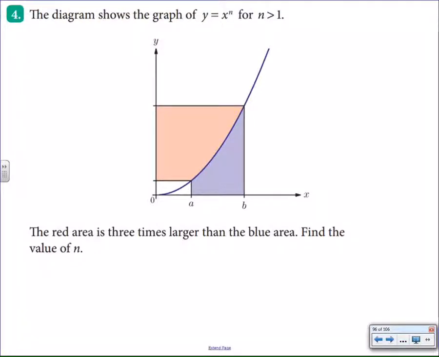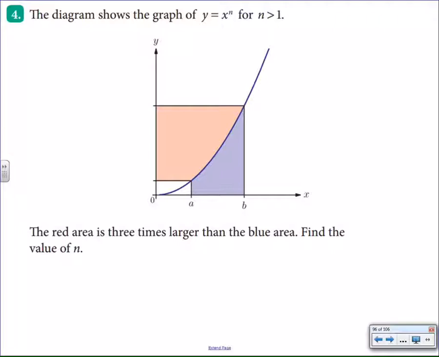All right, here's a little tricky kind of problem because of the generalized nature of it. We have x to the n, and we have going from a to b. So what they're looking for here is a generalizable conclusion: if given the fact that the red area is 3 times larger than the blue area, then that's enough information to know what power we're raising x to. So is this x squared, or is this y equals x cubed, or something else?